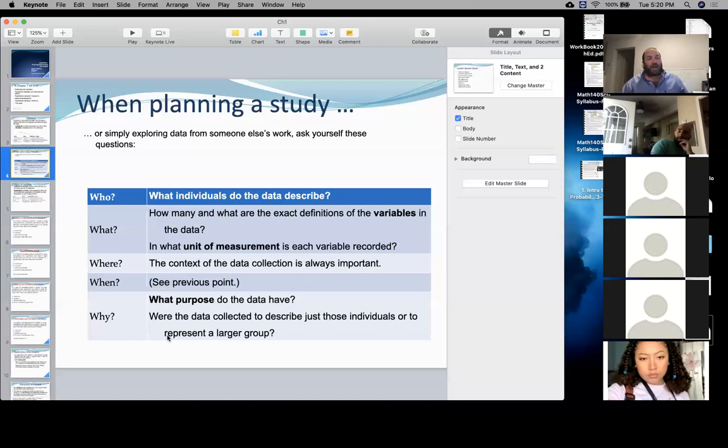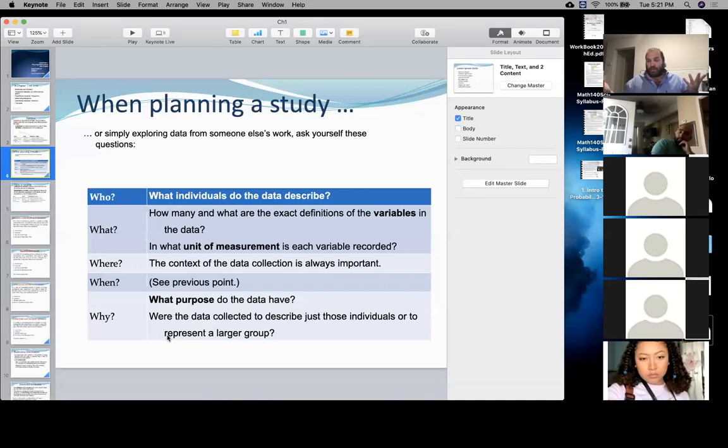If I was curious what their eye color was, I'm not sure if horses have different eye colors like humans do. If I was curious about their eye color, you would just say blue or brown or whatever. No units there. So not everything has units, but the ones that do must have units if they are supposed to be there. Where? The context of the data collection is always important. We will definitely go into this throughout the semester, about the where, about the when, and how they apply on a problem by problem basis.